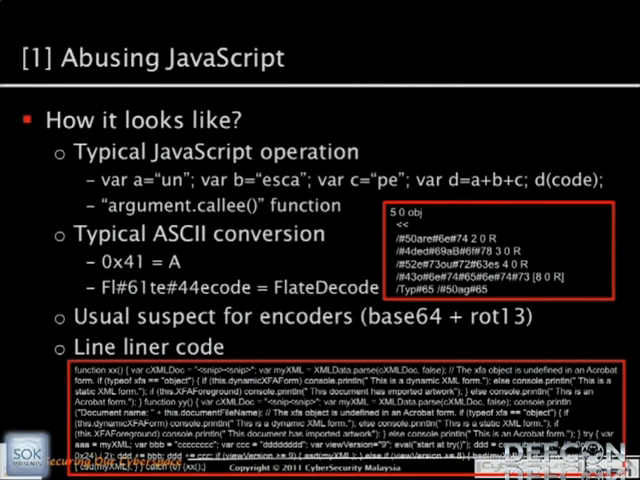Well, how does it look? If you notice over here, you have var a. This is a very typical JavaScript operation. You have var a, var b, and then var c, blah blah blah, and then you combine all this stuff and execute it. Another typical JavaScript function that's used is arguments.callee. Another thing normally used is ASCII conversion, like 0x41 is basically representing A.